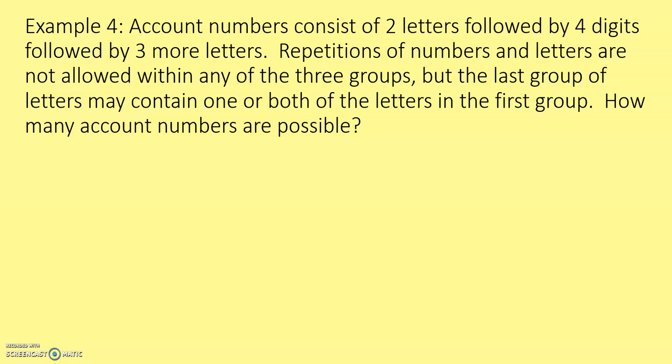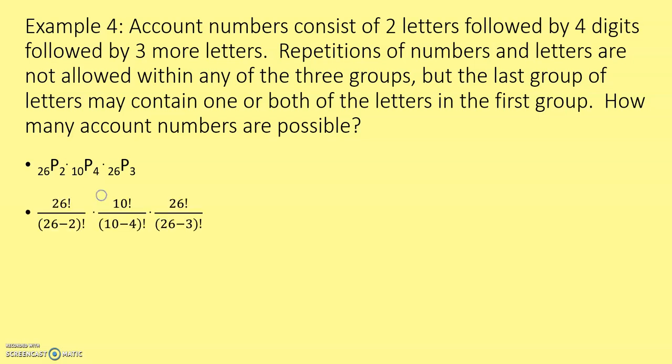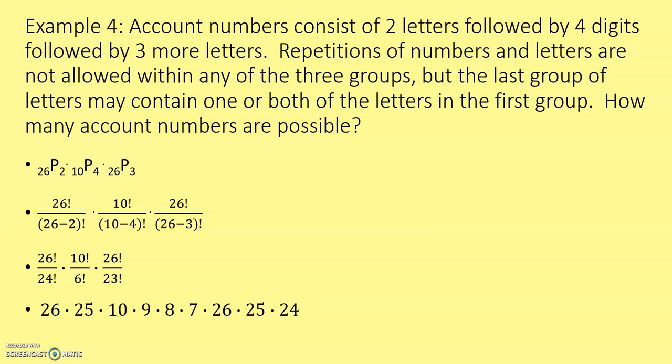Think about how many letters are in the alphabet, how many digits we have from 0 to 9. So it's going to be 26 things taken 2 at a time, 10 digits taken 4 at a time, and 26 letters taken 3 at a time. Writing out the multiplications and the factorials. Simplifying, we have 26 times 25 times 10 times 9 times 8 times 7 times 26 times 25 times 24. Multiplies to 51,105,600,000. That's how many different account numbers we get with 2 letters, 4 digits, and 3 letters.